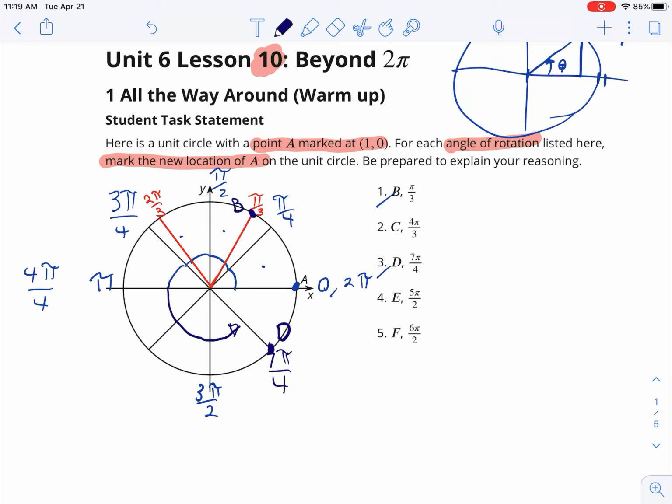What I'd like you guys to do is please go ahead and do the same exact thing with 2, 4, and 5 on the next few questions. Thank you very much.